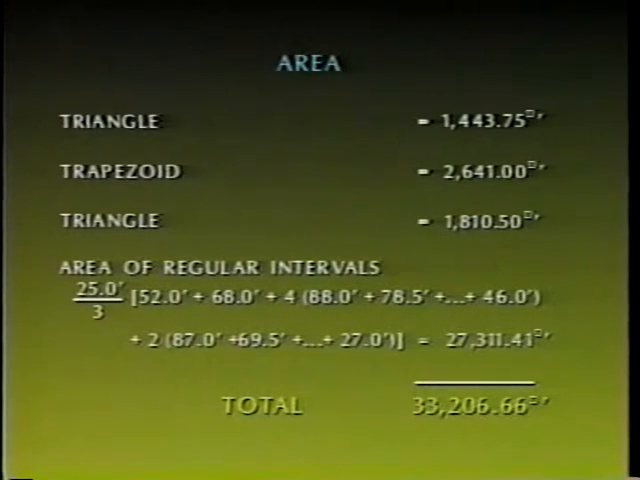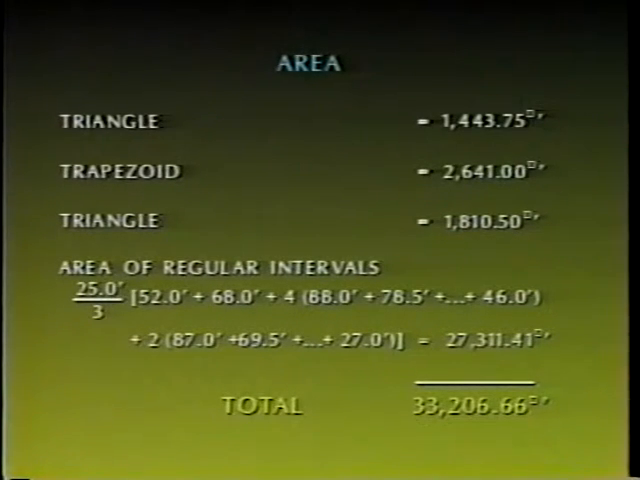Inside the bracket, O1 equals 52.5 feet, the offset distance for the first interval at station 0 plus 55. O2 equals 68 feet, the offset distance for the last interval at station 5 plus 05.